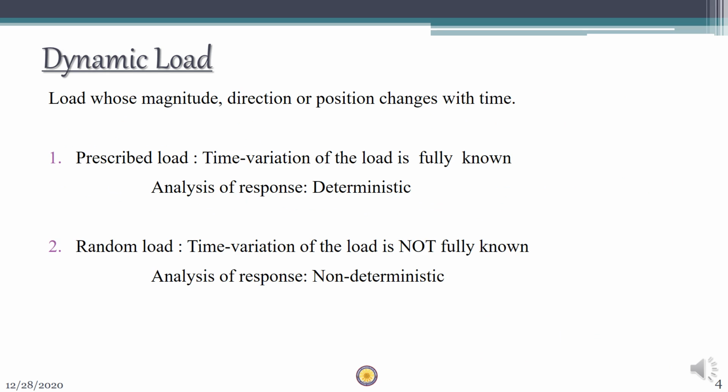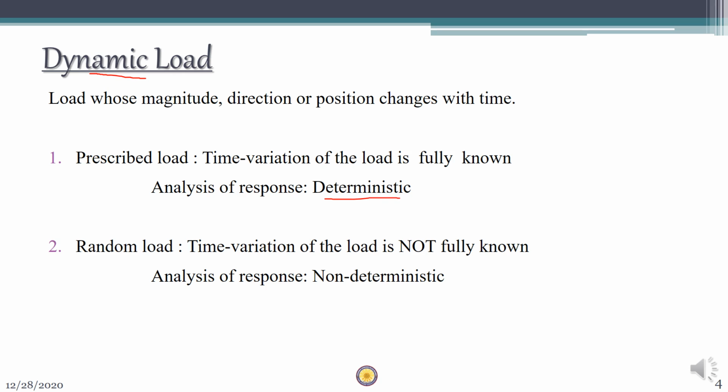Now let's talk about dynamic load. Dynamic load is a load whose magnitude, direction or position varies with time. Dynamic load can again be classified into two types: prescribed dynamic load and random dynamic load. Prescribed load means beforehand we know the variation and the intensity of the load with respect to time, so we can carry out a deterministic analysis.